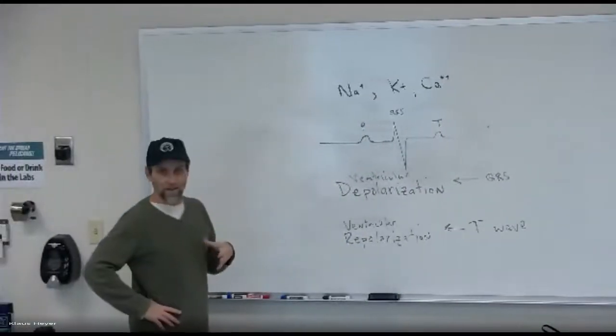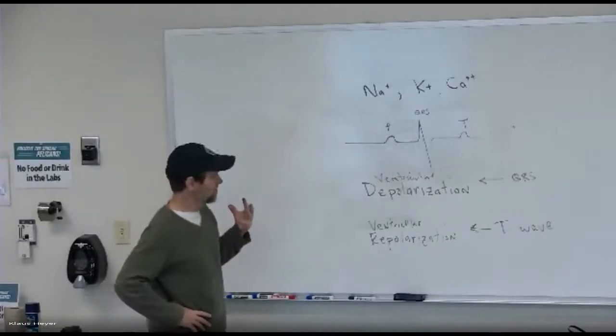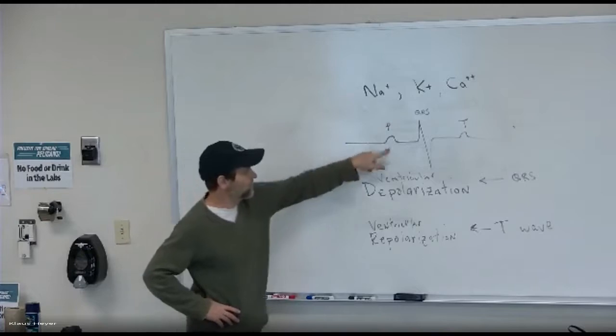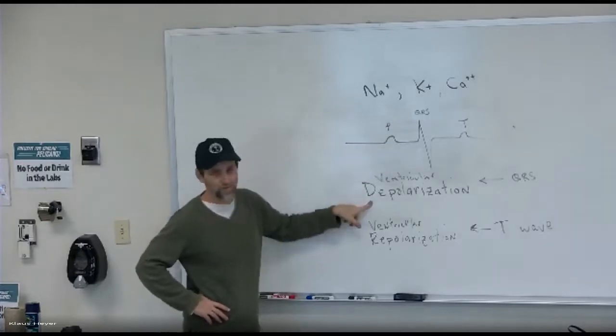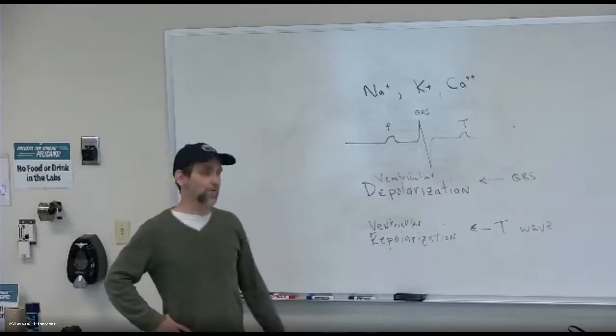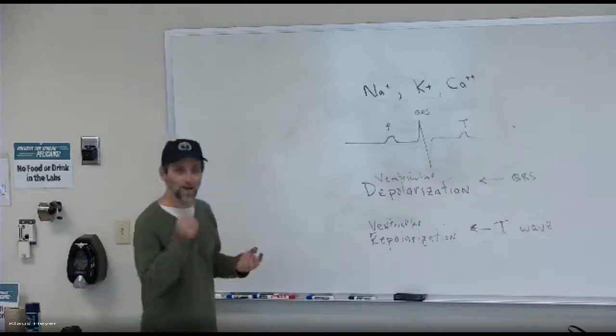P wave is atrial depolarization. QRS is ventricular depolarization. T wave is ventricular repolarization. In other words, relaxation.